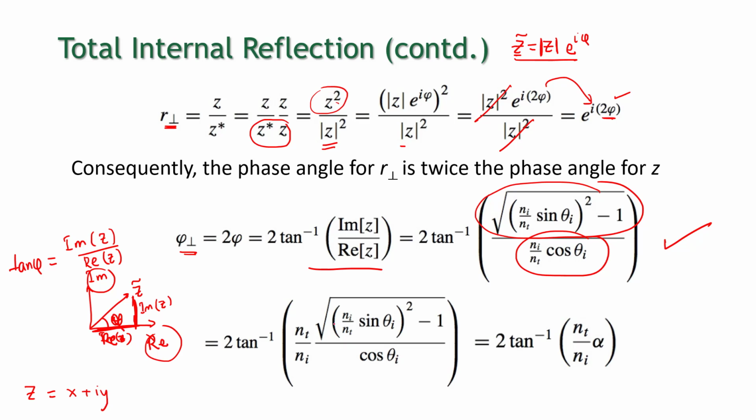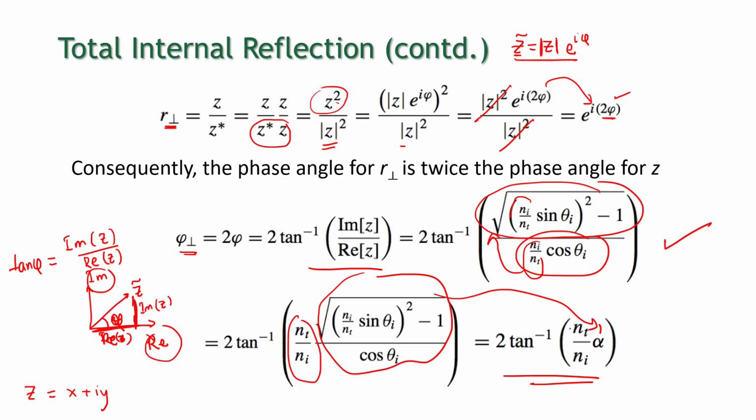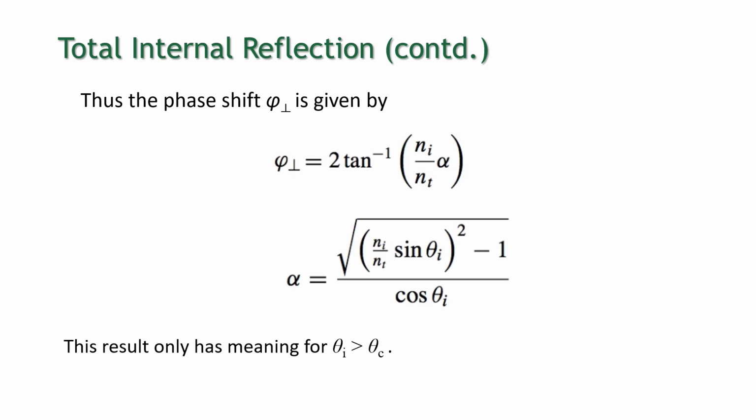And you can take this, no, this is fine. So you can take this up. So that's nt over ni, and everything else is the same. Okay, so this is the phase angle. Here alpha is this thing. We are considering this to be alpha. Just simplifying. Okay, so that gives us the phase angle, phase shift, I mean, where alpha is given by that.